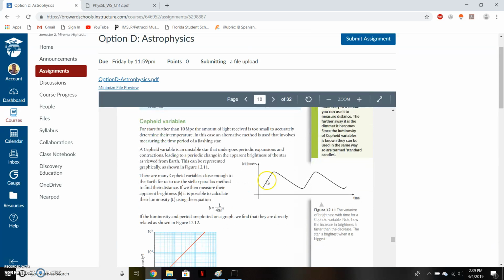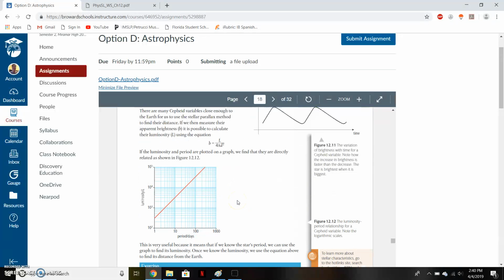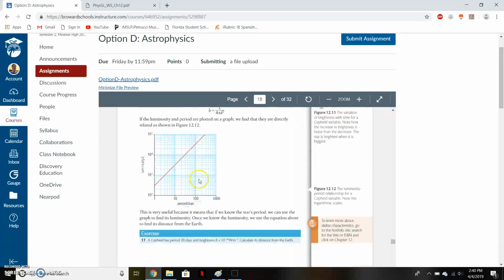Alright, next up, they describe Cepheid variables. They say that there are occasions where Cepheid variables are close enough to Earth, and we can approximate their distance by using the same equation. Apparent brightness is equal to luminosity over 4 pi distance squared. And if luminosity and period were plotted, this is the graph.